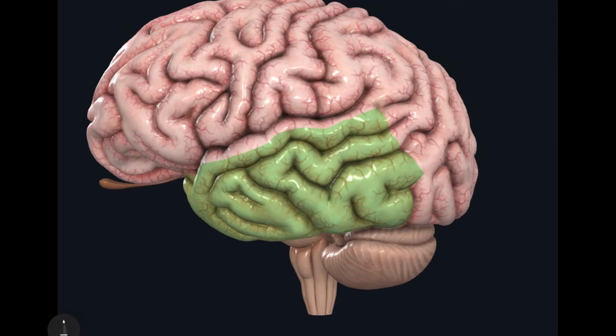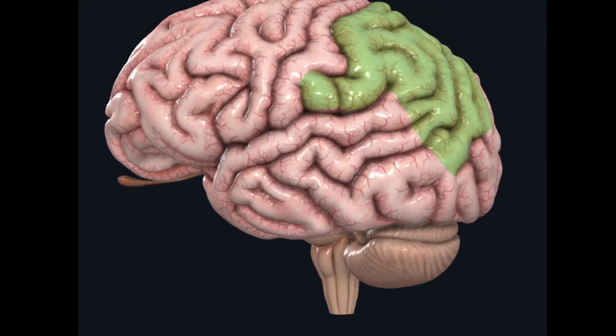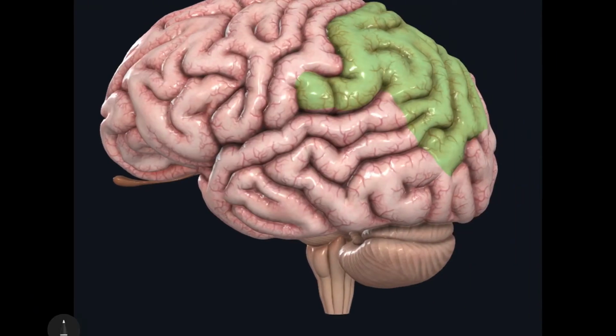Now in this image we have highlighted in green the temporal lobe of the left cerebral hemisphere. And then on the opposite side would be the temporal lobe of the right cerebral hemisphere. In green in this image is going to be the parietal lobe of the left cerebral hemisphere, and it has its corresponding parietal lobe of the right cerebral hemisphere on the other side.